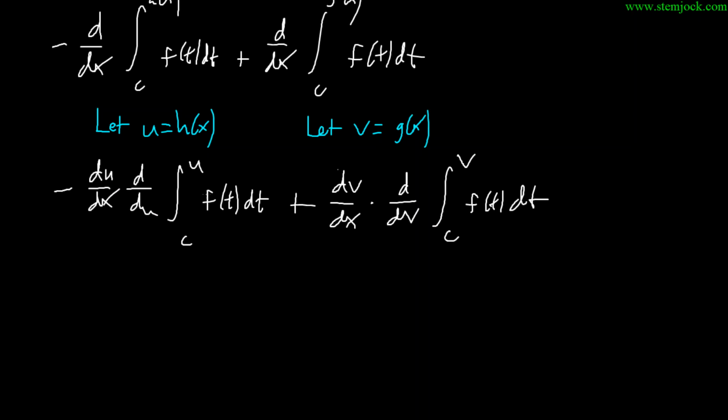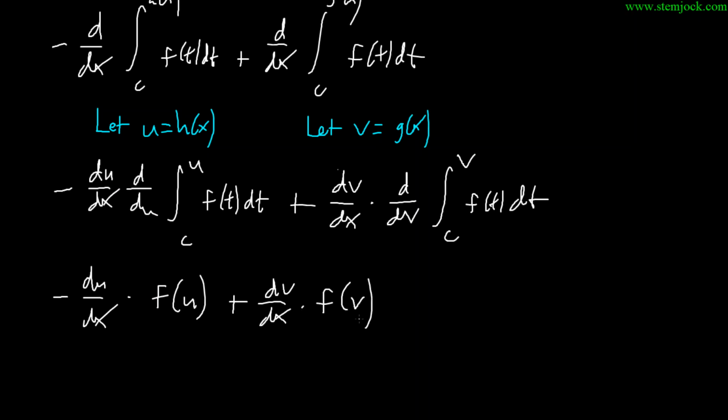So now that the upper limits are single variables, I can apply the fundamental theorem of calculus. So this is going to be negative du dx, and now this part becomes times f evaluated at u, and then plus dv dx times f evaluated at v.